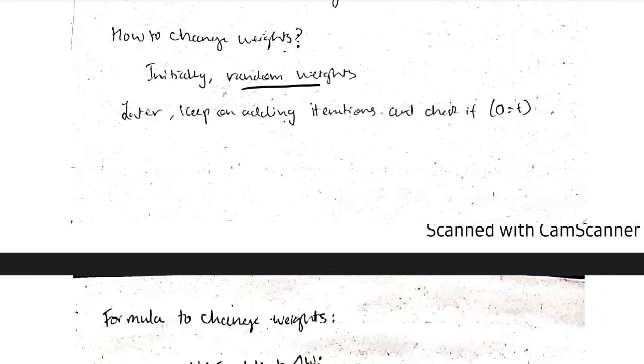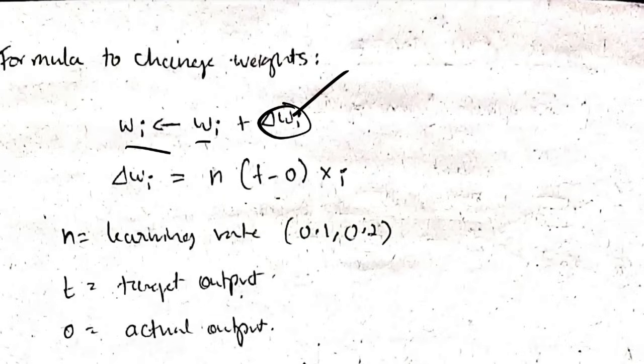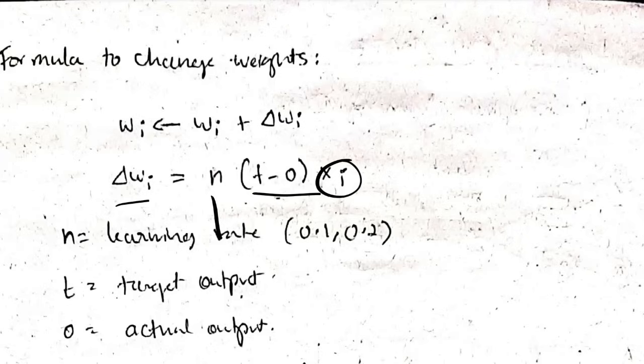Initialize random weights. If the output is not according to the target value, we'll be using one formula. The formula is wi = wi + delta wi. Every time we'll be adding a delta wi to change the weight. Now what is delta wi? Delta wi = n into (t minus o) into xi.